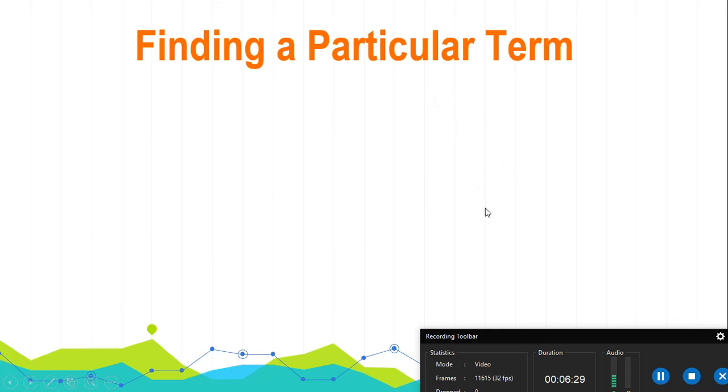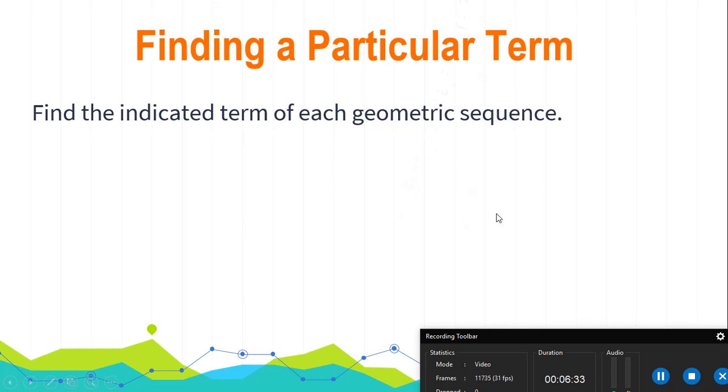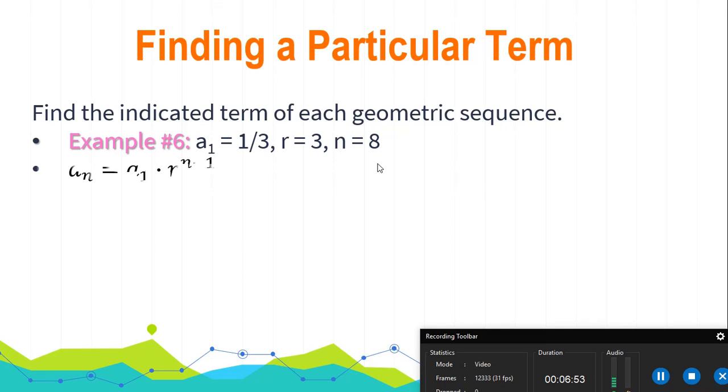For this set of examples, we're going to find a particular term that's described in the problem. So they're giving us a sub 1. Our first term is 1/3. The common ratio is 3. We're multiplying by 3. And they want us to find n equals 8. That means they want us to find the 8th term of the sequence. Yes, you could use a brute force method and multiply them out, but we do have a formula that was seen on an earlier slide. So we can do a simple calculation to find the 8th term.